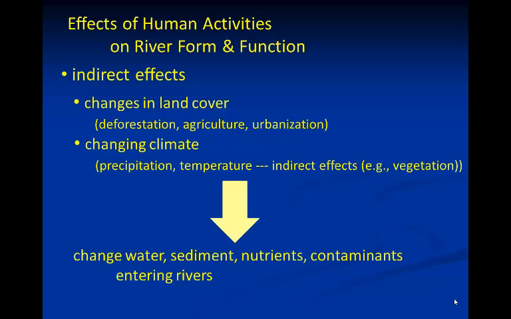And really, whether it's changes in land cover or changes in climate, the effect on rivers is that you change the materials going into the river, and that's primarily water and sediment, but also nutrients that are used by plants and animals, and contaminants that can influence biological communities.